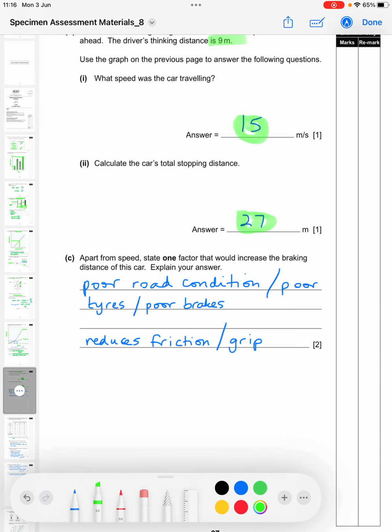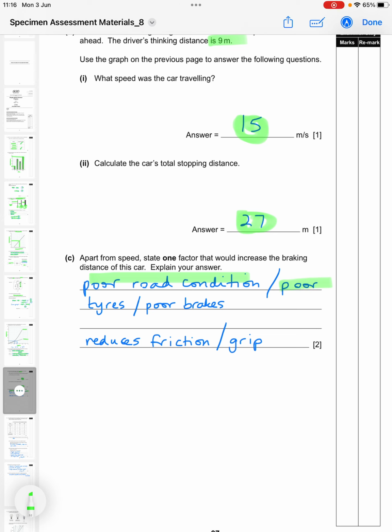So then, apart from speed, state one factor that would increase the braking distance of this car and explain your answer. So you could say road condition, tyres, or brakes, and that would be for 1 mark, and then any of those would reduce friction or grip for your second mark.